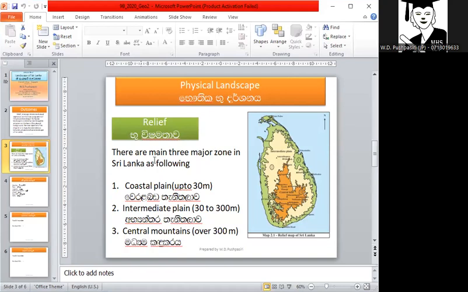So, what do you mean by relief? There are three major zones in Sri Lanka as follows. Right. So, what do you mean by relief?